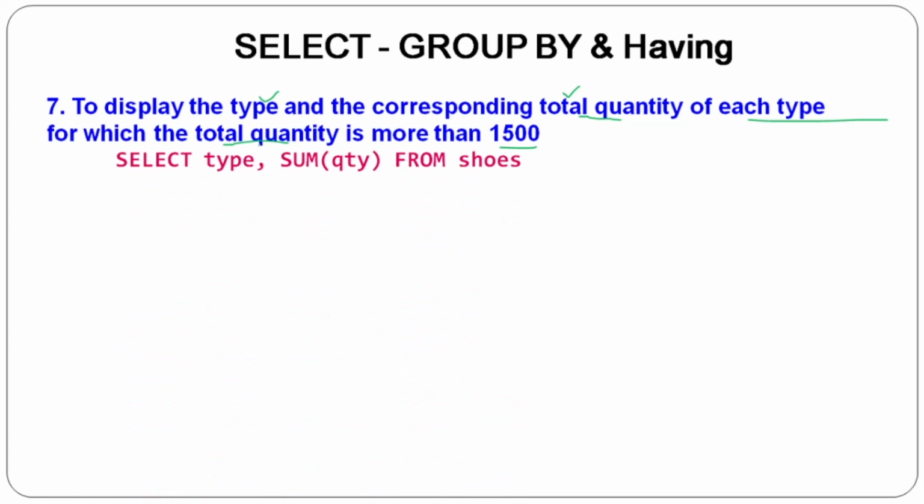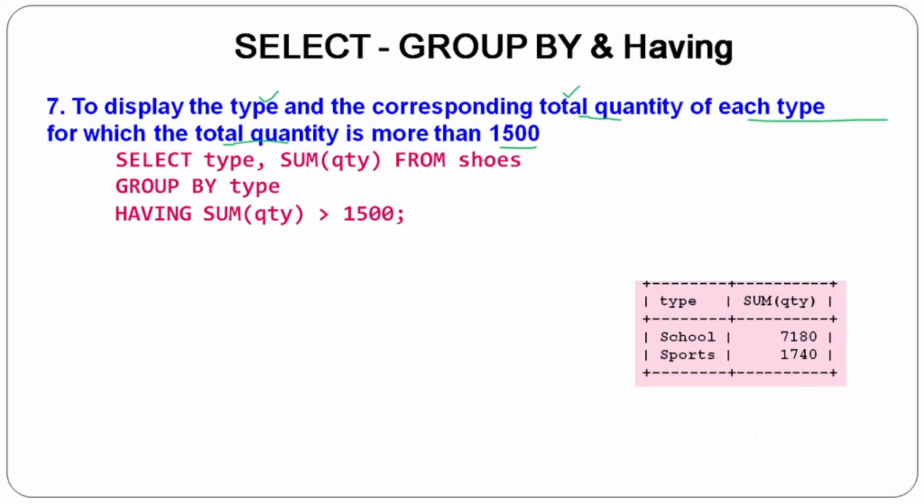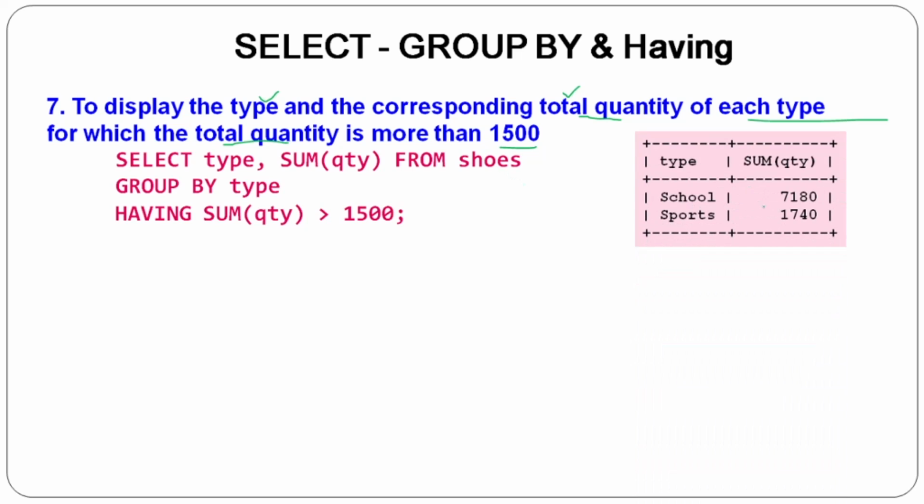The query will be select type comma sum quantity from shoes, and we have to use the group by clause, group by type, and after that the having clause, having sum quantity greater than 1500. The output will be the type of shoes and their corresponding sum quantity displayed.